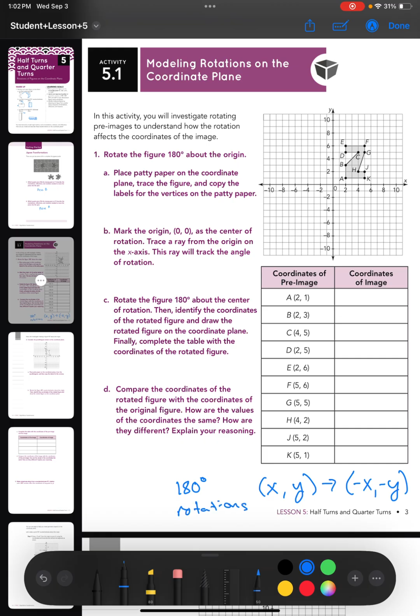Now, when we're going 180 degrees, it doesn't matter if we go clockwise or counterclockwise because we're ending up completely around on the other side, 180 degrees. Again, think of a straight line. So it doesn't matter if it's 180 clockwise or counterclockwise. That is still our rule. So using that, we would have new points of just changing to the inverse of the x and the y. So this would become (-2, -1), (-2, -3), (-4, -5), and so on. I'm just going to go through and fill these in.